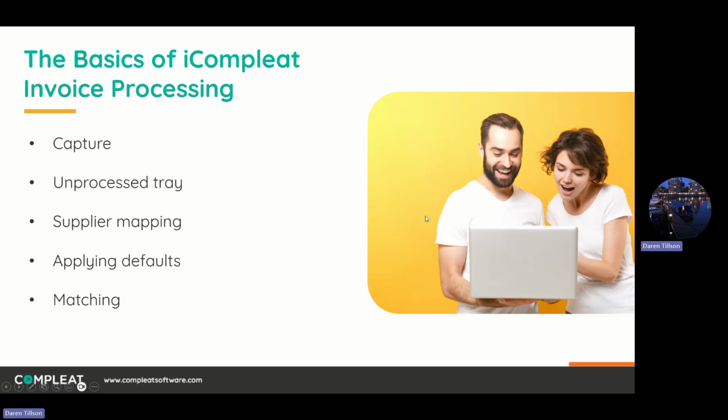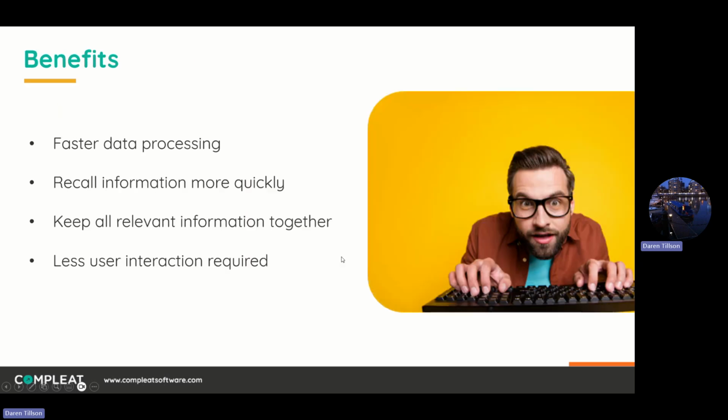We'll have a look at the unprocessed tray as well, and I'll show you some of the tools around there, including filtering and sorting. Also, how we can add columns in there as well. We'll then have a look at supplier mapping and its relationship to the capture system, and how supplier mapping will then open up the system for you to be able to apply defaults for the suppliers. So when a particular invoice comes in, it will default analysis and coding for you automatically. And then we'll have a quick look at manual matching of an invoice to an order as well.